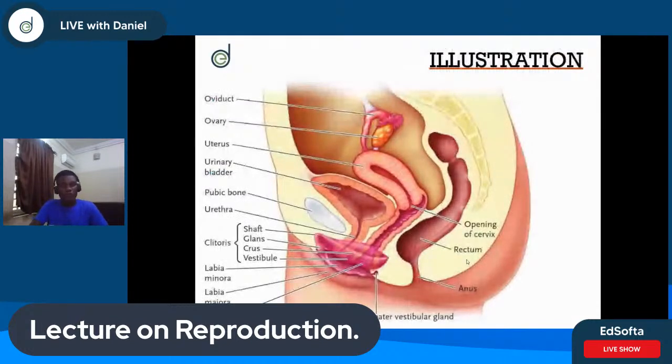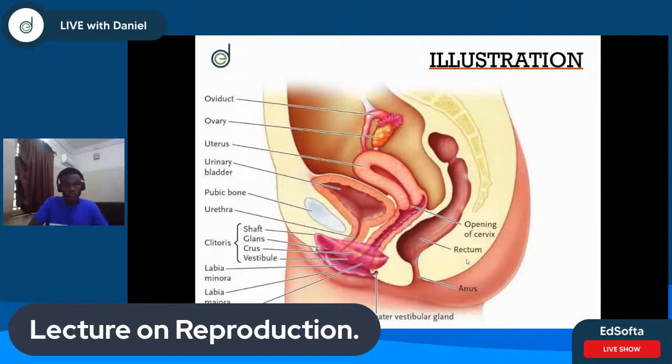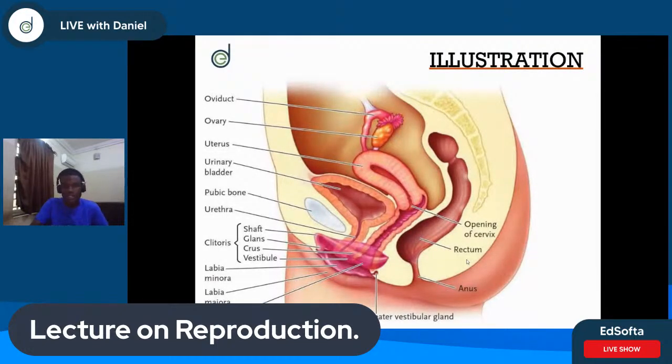Now, you have your oviduct, your ovary, your uterus or womb, your urinary bladder, your pubic bone, the urethra, the clitoris, the labia minora, labia majora, the vagina, the greater vestibular gland, the anus, the rectum, and the opening called the cervix. The details are given here, so as we go further, you have to understand how their structure determines their function and how they work hand in hand in the growth of the female reproductive system.